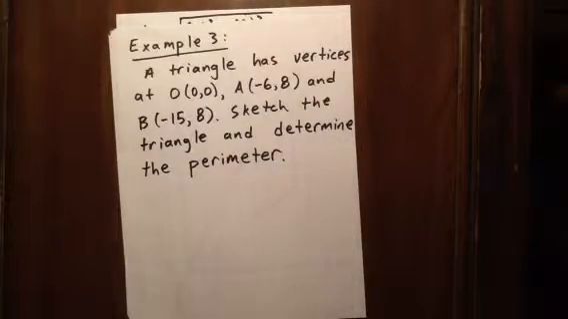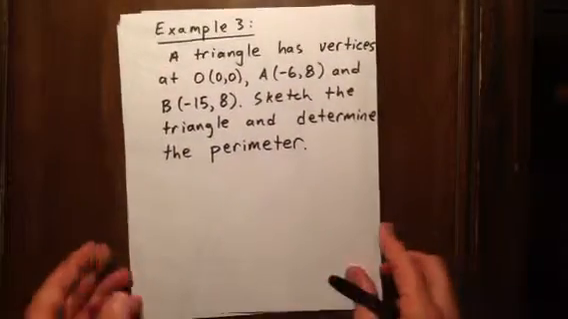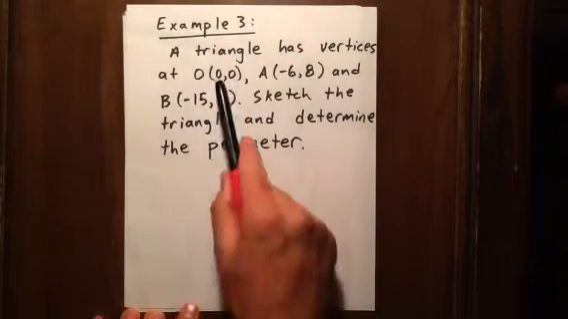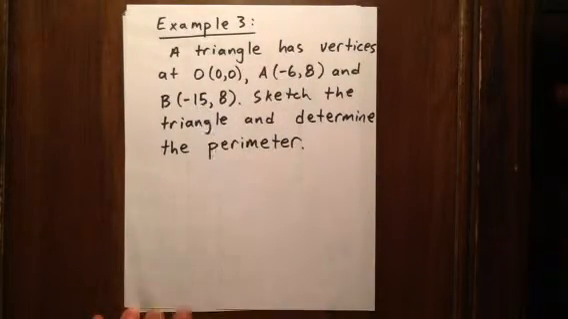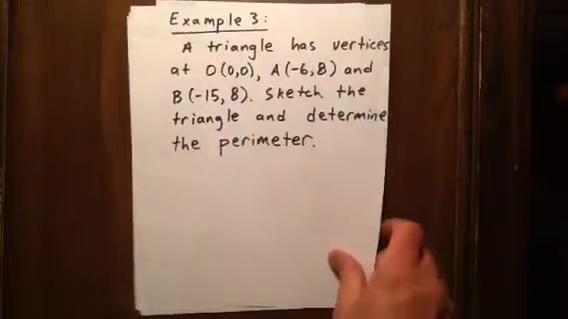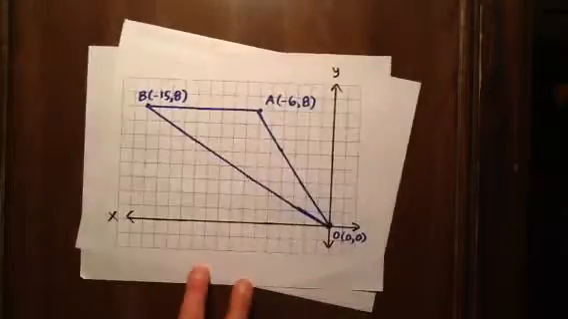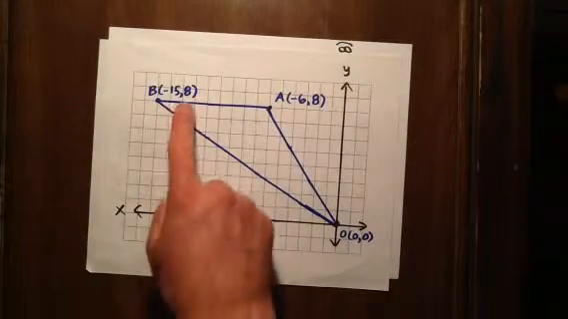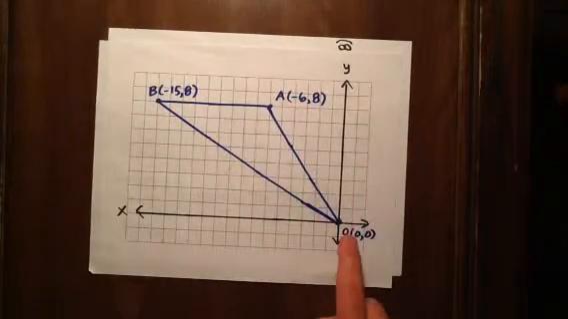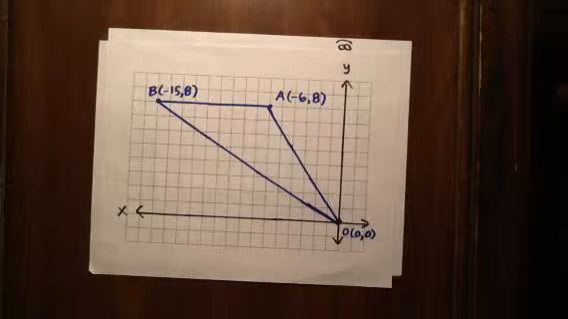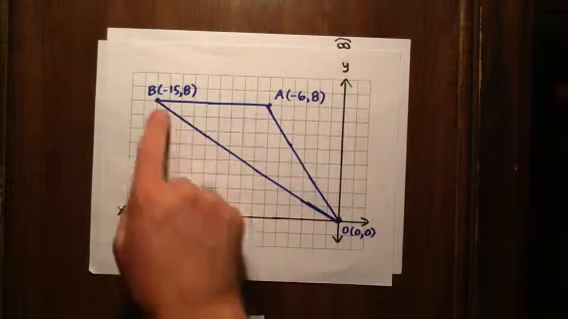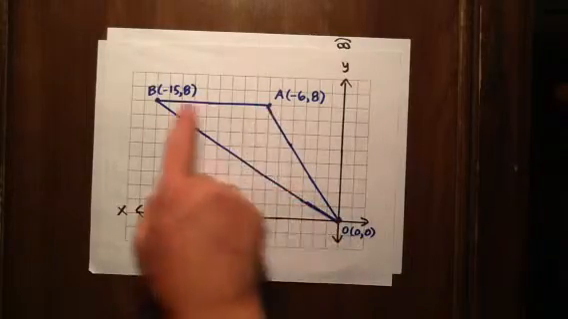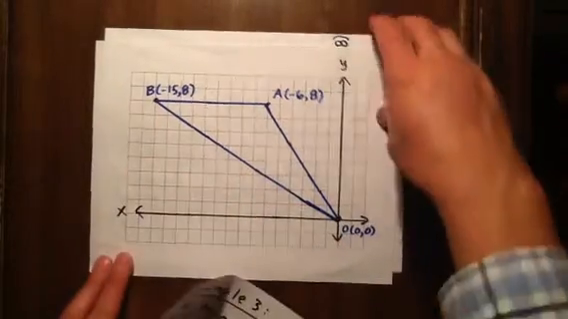Okay. Now, we'll get to our next question. A triangle has vertices at (0, 0), (-6, 8), and (-15, 8). What the question asks us to do is sketch the triangle and determine the perimeter of the triangle. Well, there's my professional sketch of the triangle. We've got (-15, 8), (-6, 8), and (0, 0). We want to get the perimeter, which means we need the length of this side, the length of this side, and the length of that side.